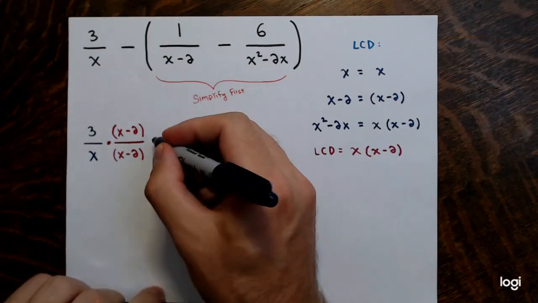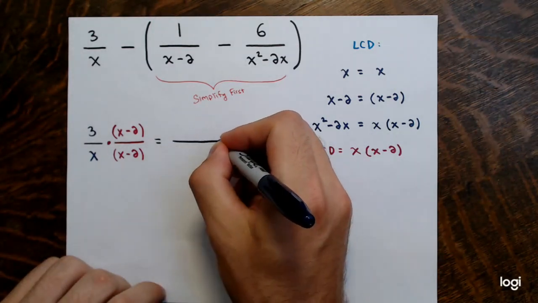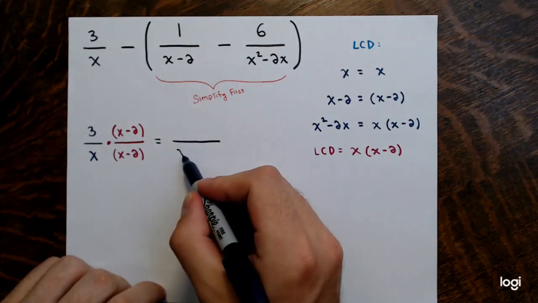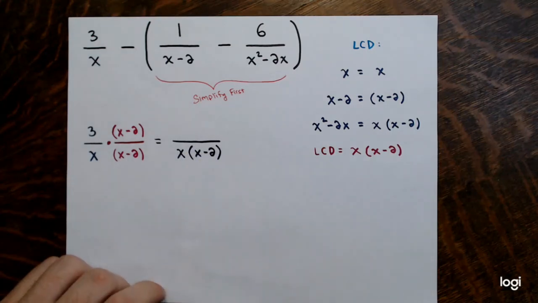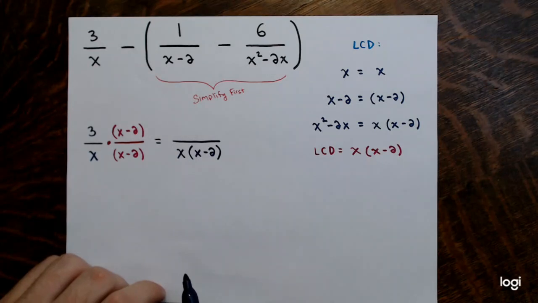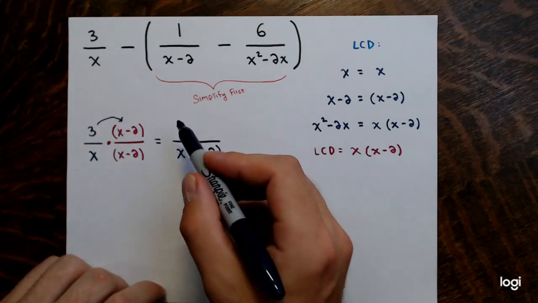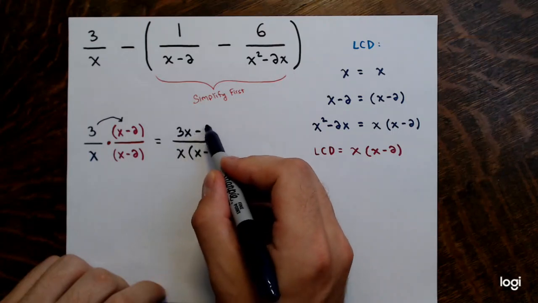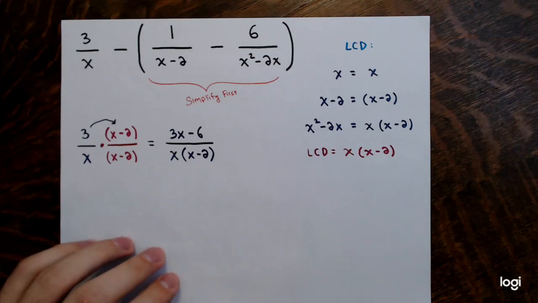And I like to keep my denominators factored until the end. So the denominator is the LCD, right? X times x minus 2, or x squared minus 2x, but again, I'll leave it factored. The numerator, though, I'm going to actually multiply out. We're going to distribute that 3. Got 3x minus 6. All right. 3 times x minus 3 times 2.